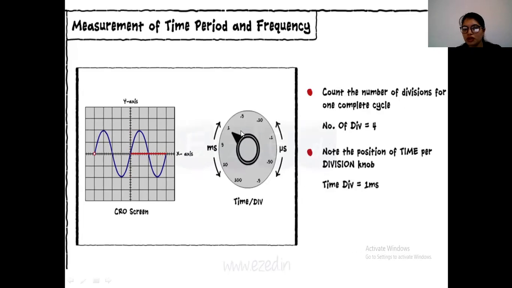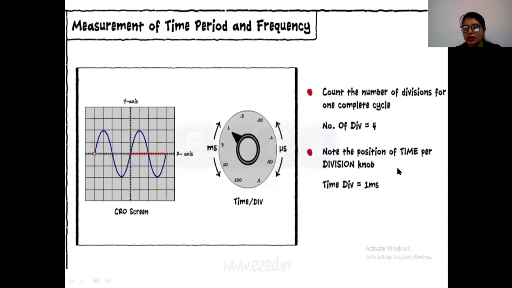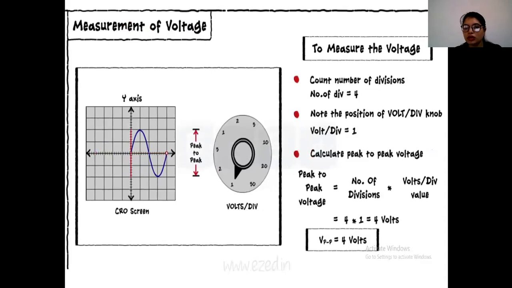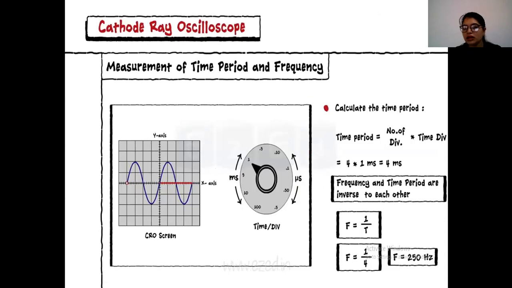Now note the position of the time per division switch. It is at the 1 position, and these are for millisecond and these are for microsecond. Now the switch is at 1 millisecond. So how would we calculate the time period? That is number of divisions into the time division switch knob, that is 4 into 1 millisecond, which is 4 milliseconds. It is as simple as calculating the voltage. Here we use the volts per division switch, and here we use the time per division switch, and the formula is the same. So it will be 4 milliseconds.